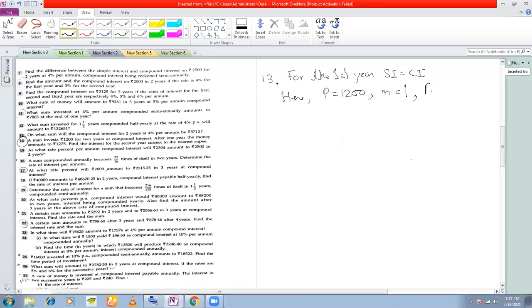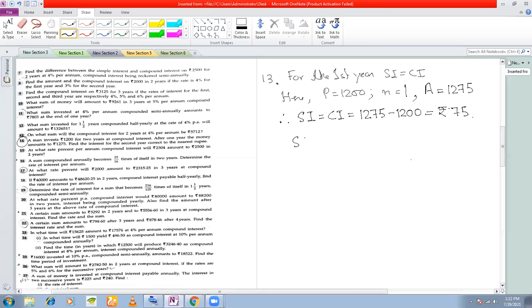And what is the amount at the end of the first year? It is 1275. Okay, 1275. So therefore, what is this compound interest or the simple interest for the first year? 1275 minus 1200. Okay, so this is equal to how much interest you are getting? 75 rupees. Right? Now, what is unknown here is the rate, right? So we need to calculate the rate.